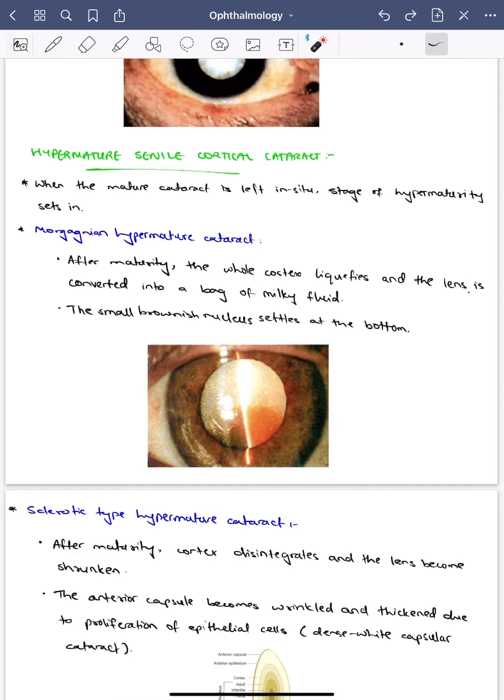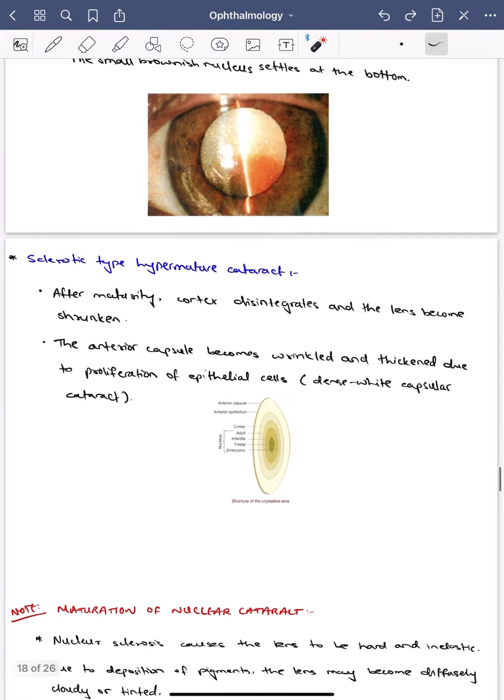So in this we have a milky white cortex, and a small brownish nucleus which is present at the bottom. This is the Morgagnian type. So you can remember this by Morgagnian M for milky white, hence the cortex liquefies and becomes a bag of milky fluid, and the nucleus settles at the bottom as a small brownish entity. The next is a sclerotic type of hypermature cataract. Now, in the Morgagnian, we said that the cortex liquefies.